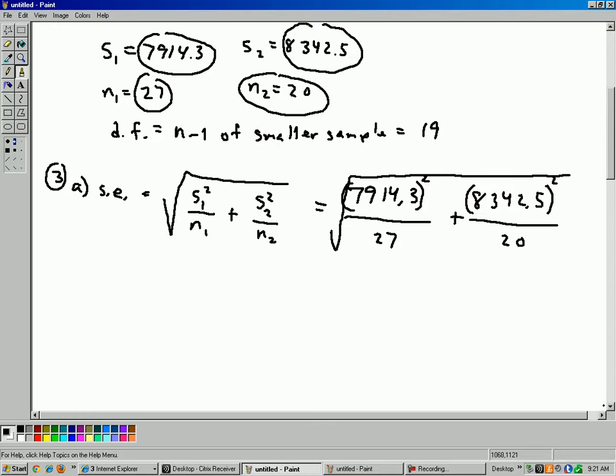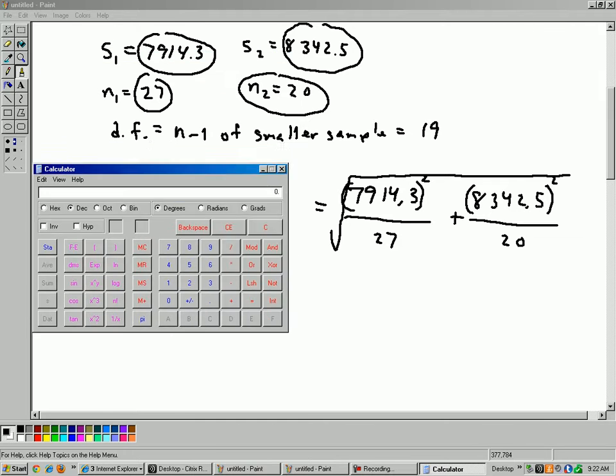Okay, so how do you calculate that? Here's what I do. On my calculator, I'll just square things first. I'll take 7914.3, square that, hit the square button on my calculator, and then divide that by 27. Then do the same thing, square the second part, and then divide by 20. And then add them up together here. So let's get out a calculator. Any old calculator will do for this.